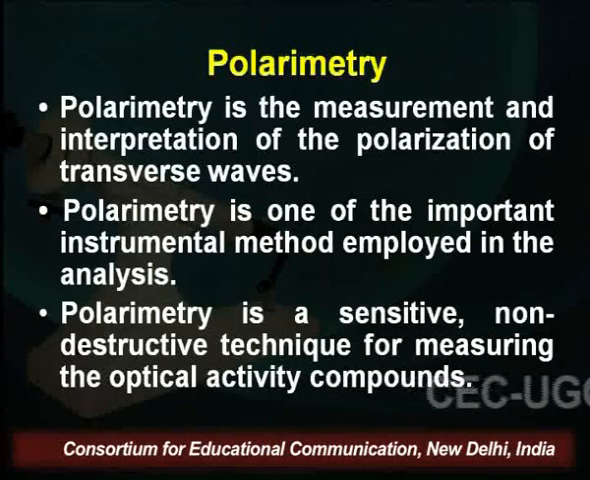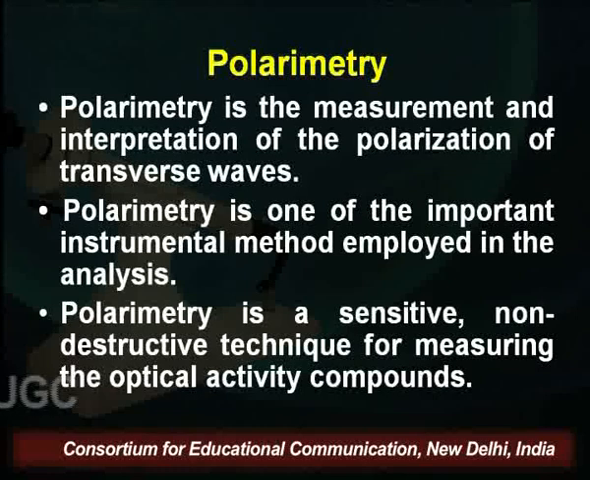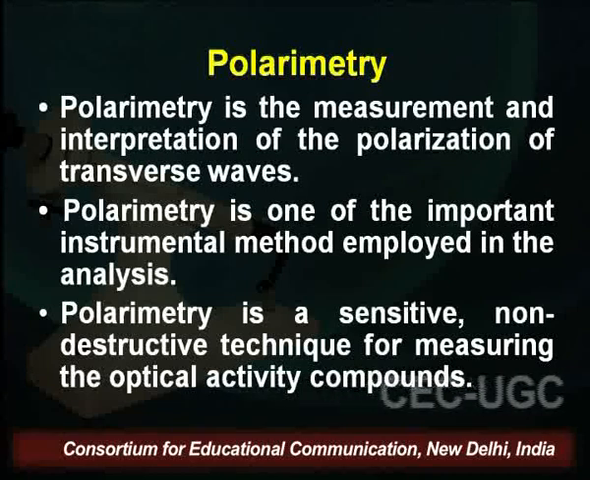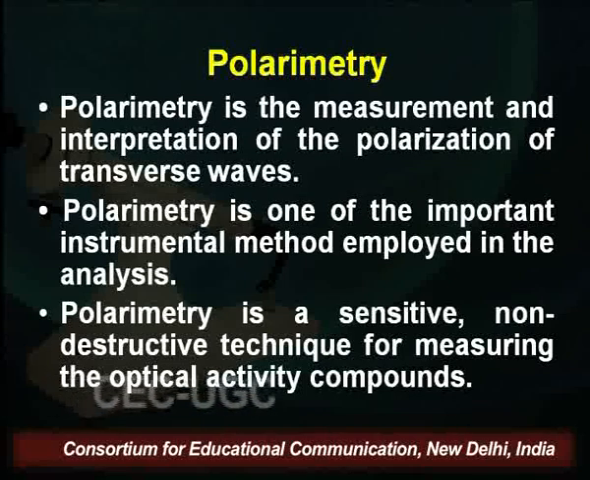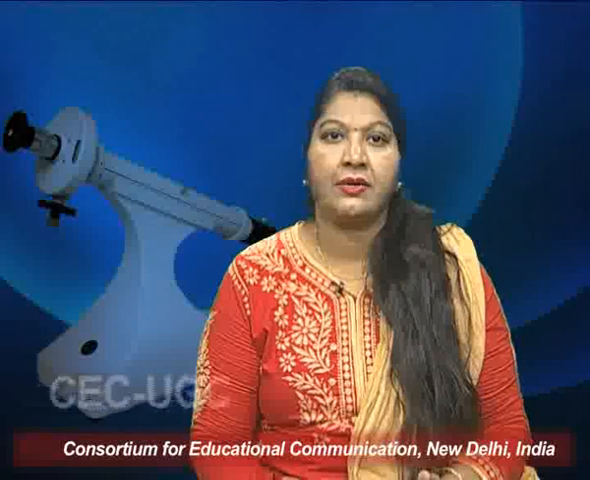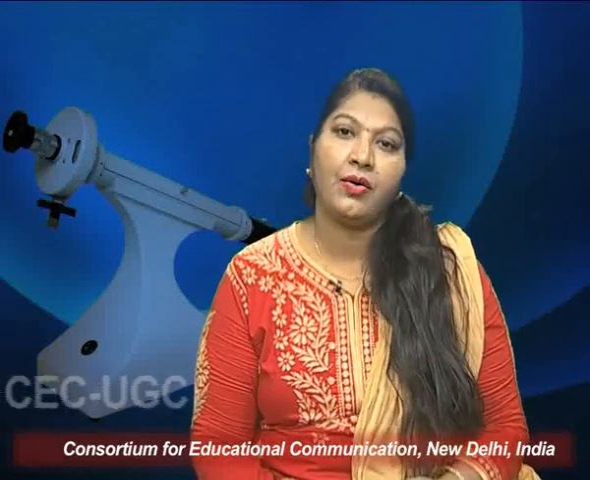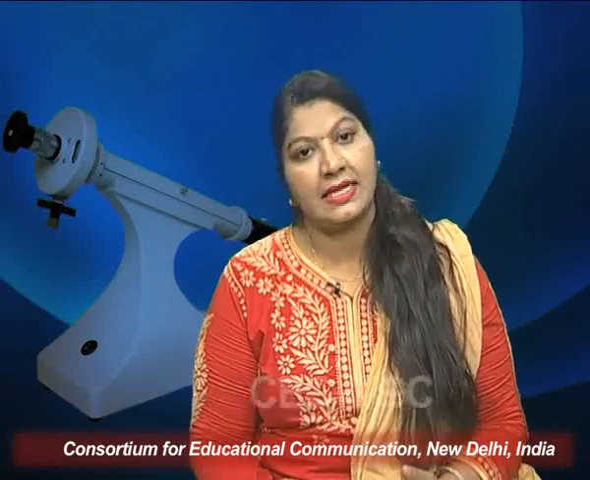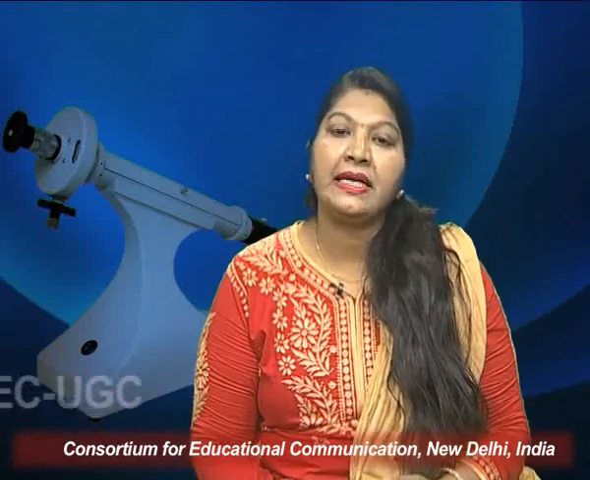What is polarimetry? Polarimetry is the measurement and interpretation of the polarization of transverse waves. As the light passes through the polarizer, then the sample, then the analyzer, the output is polarized. That means if the light is rotated or changes direction, we can find that out through polarimetry. Polarimetry is one of the best instruments used for analysis of the direction of polarized light. Polarimetry is a very sensitive and non-destructive technique for measuring optically active compounds.